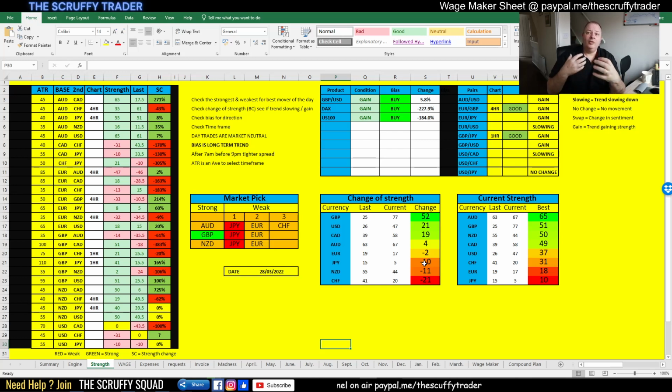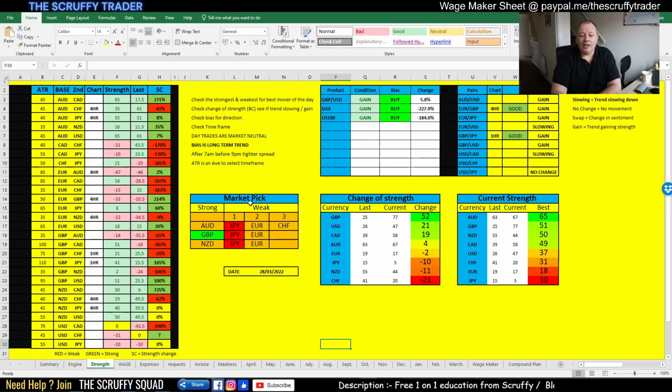Basically, you're using the numbers to paint a picture of the best market to pick. Then once you've filtered into a single market, you then look for your setups to trade. So that's what this is. It's a filter to pull everything in.